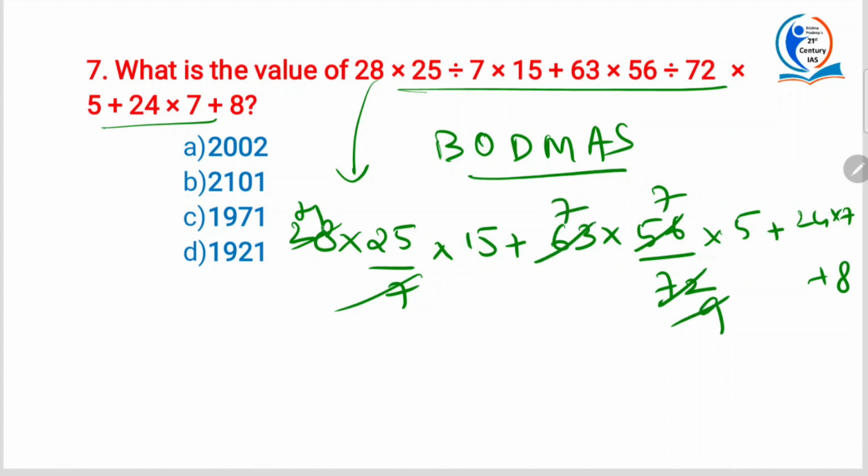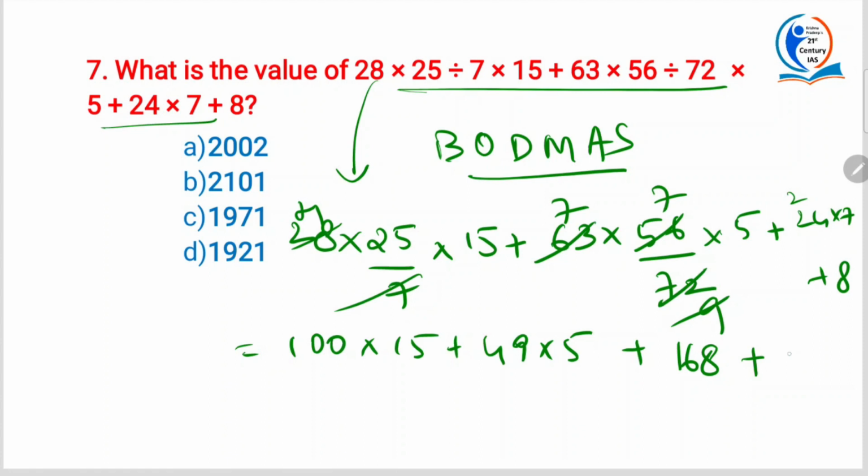Okay. Now 4 into 25 is 100. 100 into 15 plus 49 into 5 plus 24 into 7. 7 fours are 28. 7 twos are 14, 15, 16. 168 plus 8. Alright. So this is 1500 plus 5 nines are 45. 5 20.